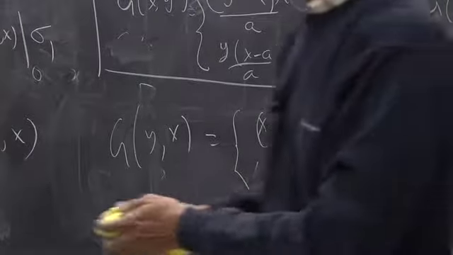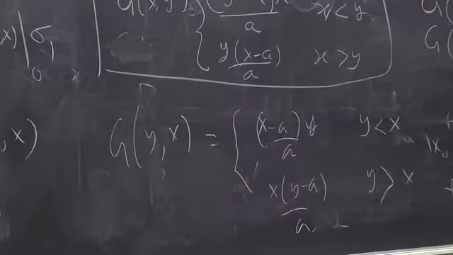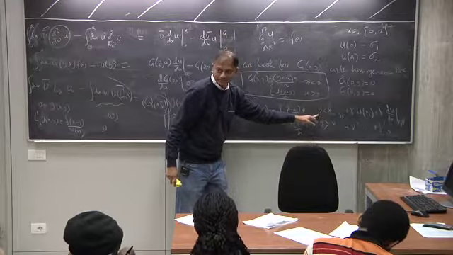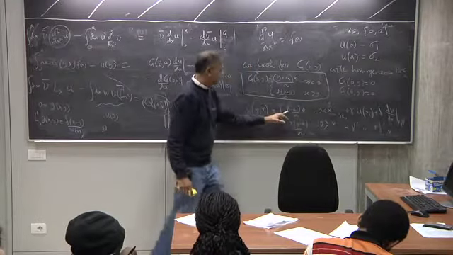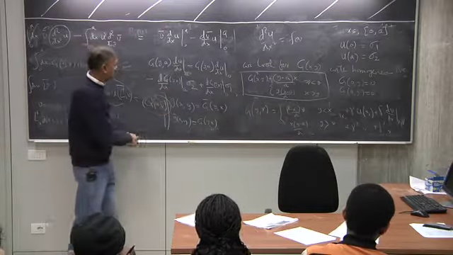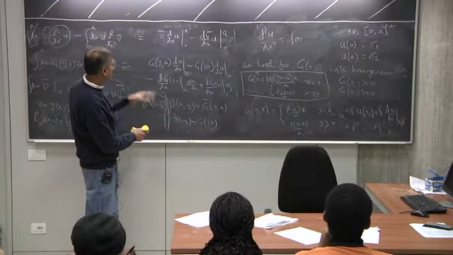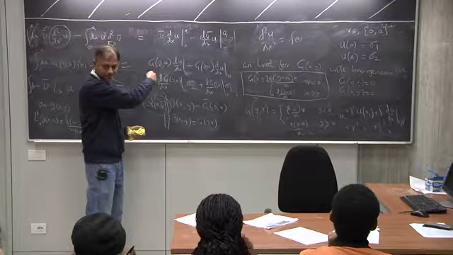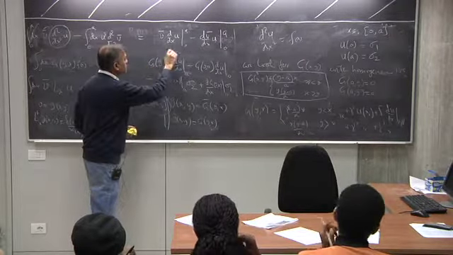So let us see. Here you see x is equal to a. We are in this situation because x is greater than y, correct? But at x equal to a, this vanishes. Sorry, here, this one, first one, this vanishes. So this guy is 0.